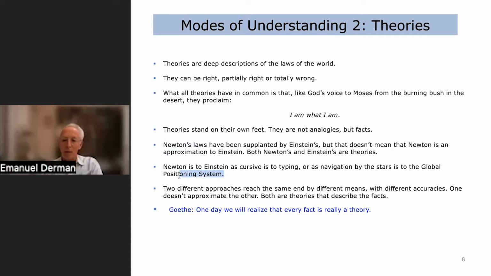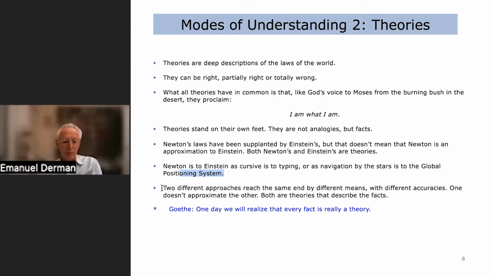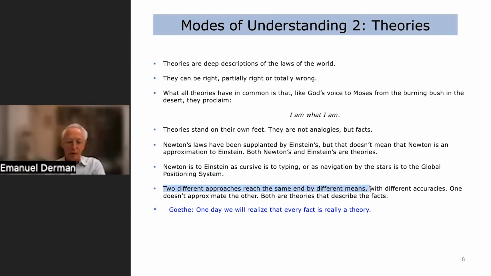Cursive and typing are both different ways of transmitting information, but cursive is not an approximation to typing. They're two different approaches that reach the same end by different means with different accuracies, but one is not an approximation to the other. Both Newton's laws and Einstein's, starting from a different point of view, are theories. One may be more accurate, but they're both theories that more or less describe the facts.